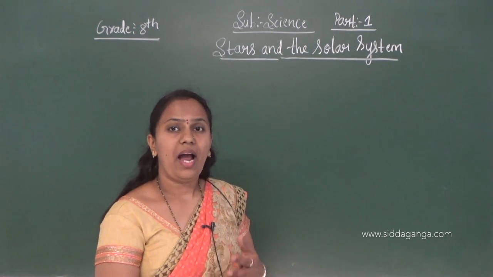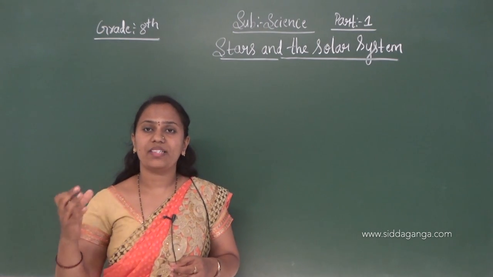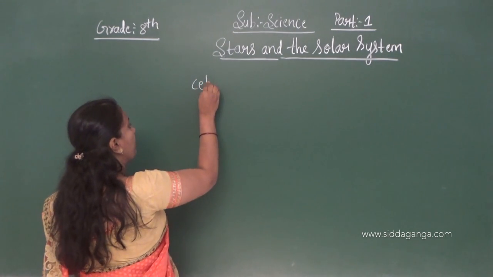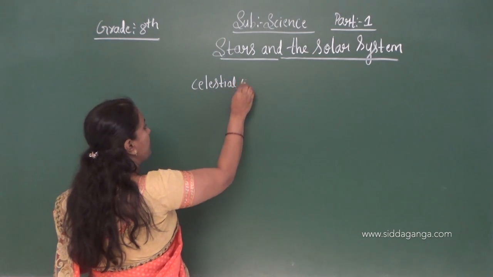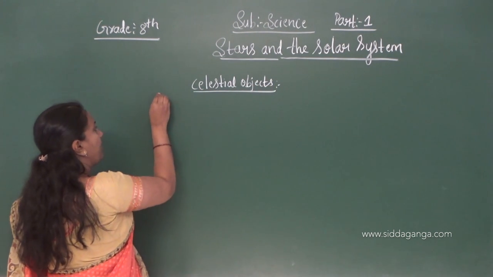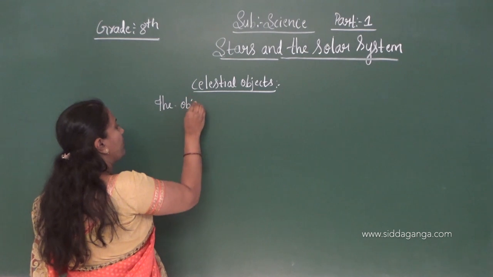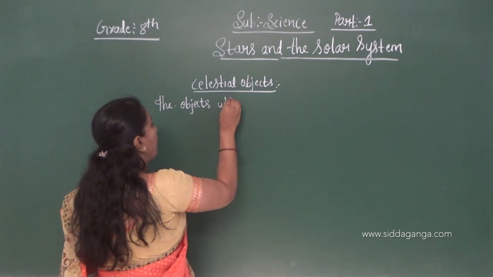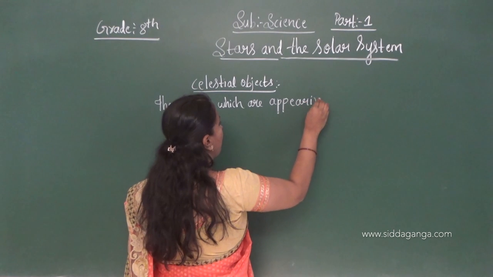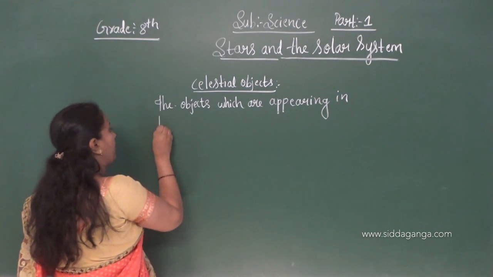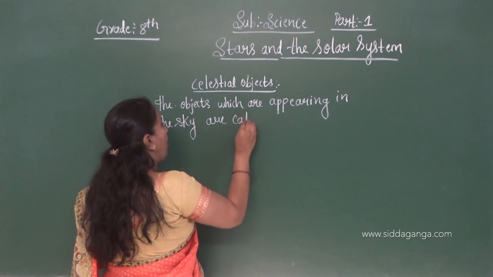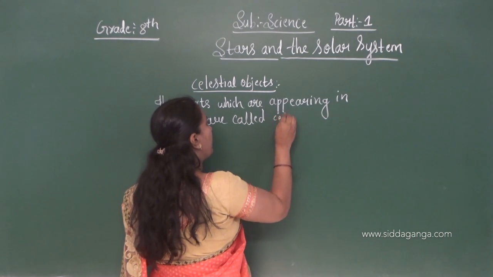Moon, stars and these planets, these objects which are present in our sky, are called celestial objects. The objects which are appearing in the sky are called celestial objects. So which are the objects we are seeing in the sky?